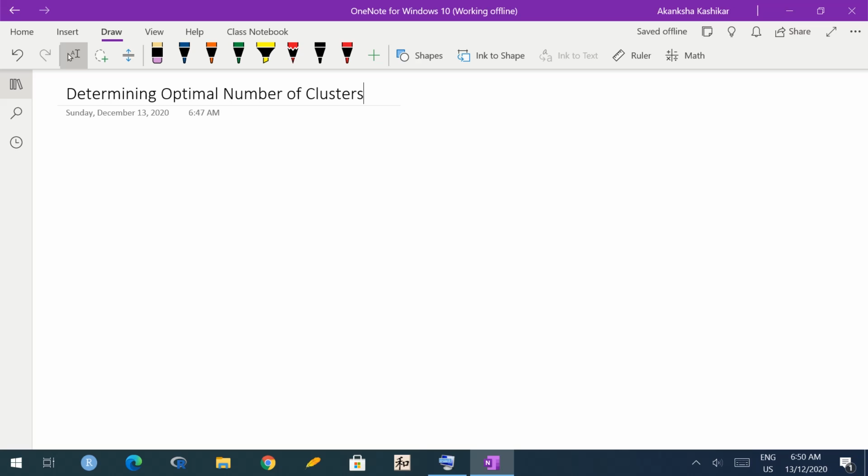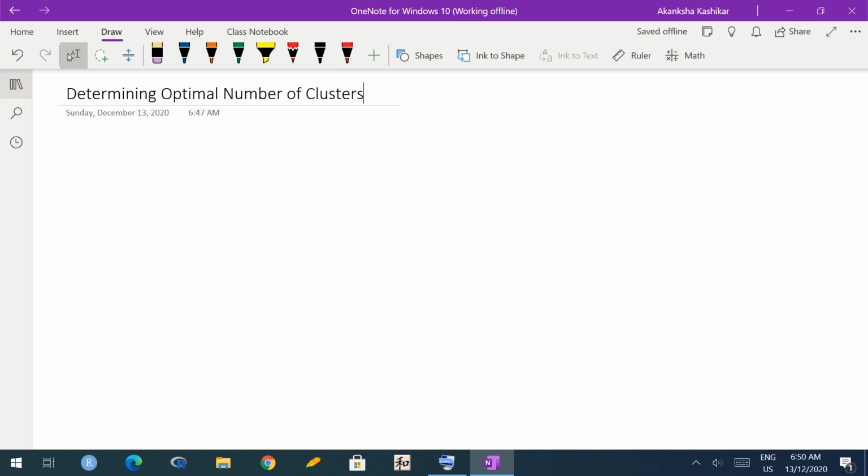Hello everyone. So today we'll discuss a couple of methods for deciding the optimal number of clusters. This can work in case of the k-medoids algorithm, but not only that, it can work even for k-means or hierarchical algorithms. Okay, so the method has nothing to do with the clustering algorithm.